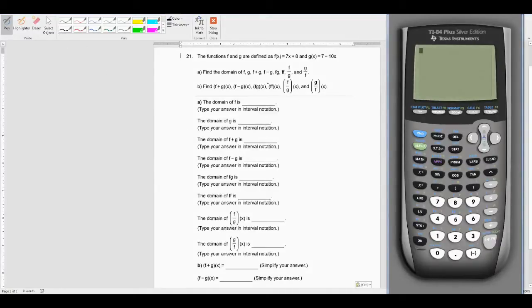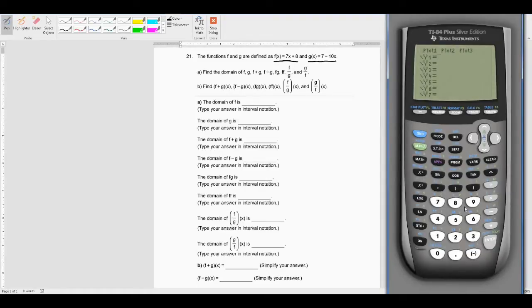For this example, we're given functions f and g. f of x is 7x plus 8, and g of x is 7 minus 10x. We're going to answer all of these questions. So starting with f, the domain of f, I'm just going to type it in so you can have something to go by. y equals 7x plus 8, same as f of x equals 7x plus 8.